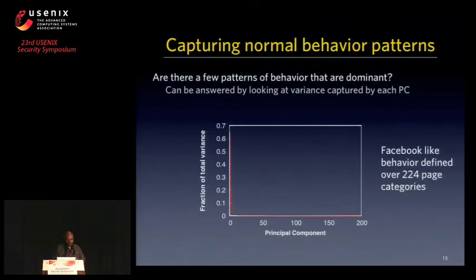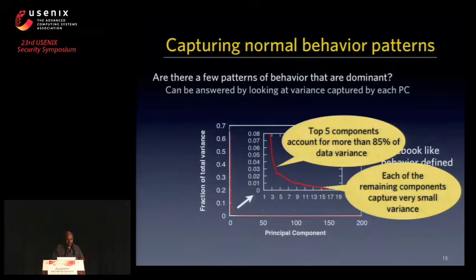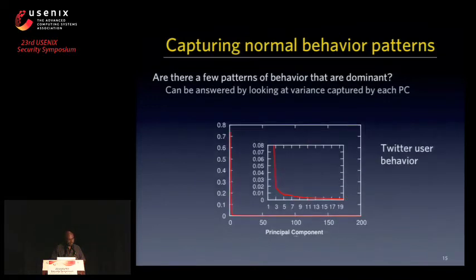This plot answers that question. On the x-axis, you have principal components ordered by the fraction of variance they capture. On the y-axis, you have the fraction of the total variance captured by each component. Let me enlarge this plot. What you will notice here is that the top 5 principal components actually account for more than 85% of the data variance, and almost all the remaining components capture a negligible portion of the variance. What this means is there are about 5 normal patterns of behavior that you could use to capture normal behavior in Facebook's like activity. We notice this not only in Facebook, but also in other social networks like Twitter as well as Yelp.